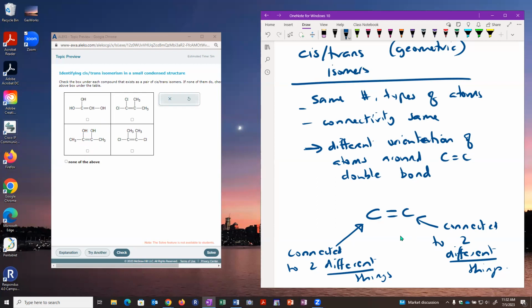So when you try to identify the possibility for cis-trans isomerism, you find your carbon-carbon double bond, and you see at each carbon of the double bond, is the carbon connected to two different things? Is the one on the left connected to two different things? Is the one on the right connected to two different things? And if both of them are, then yes, they can exist as cis-trans isomers.